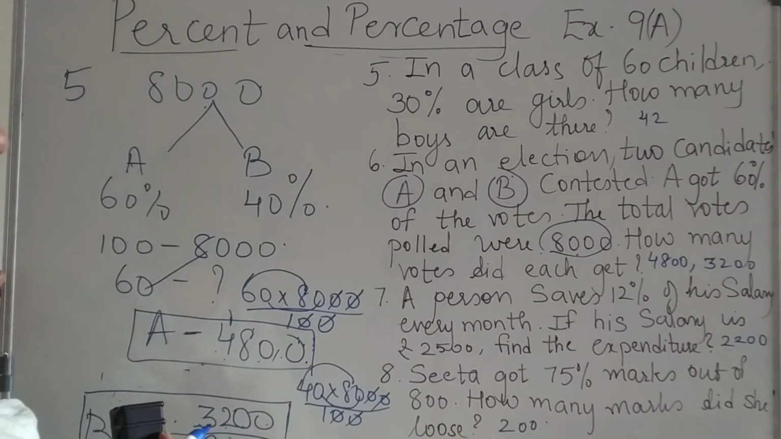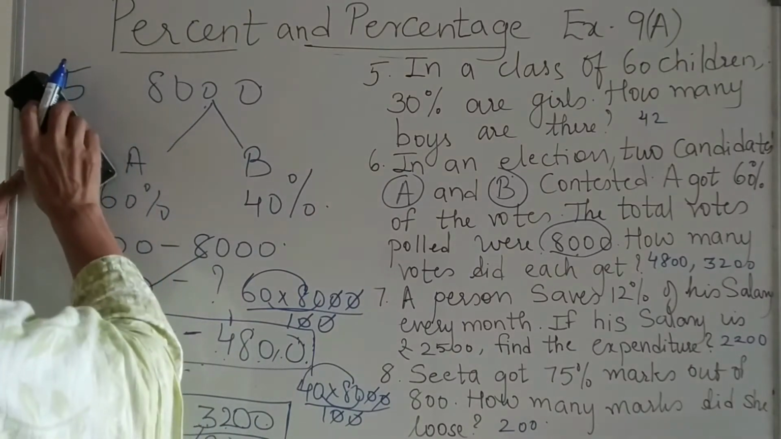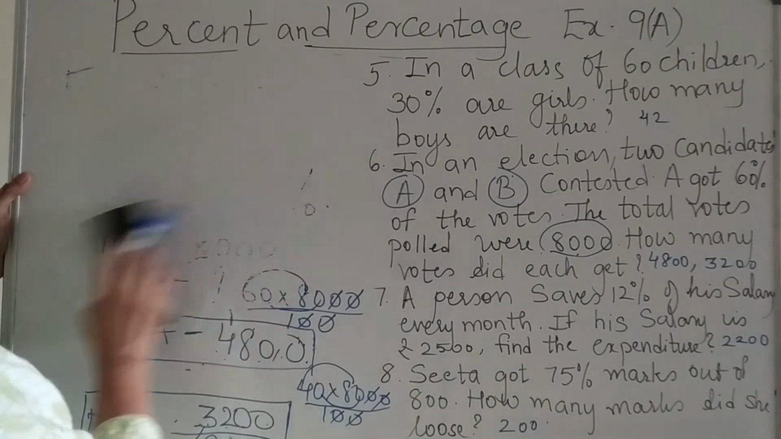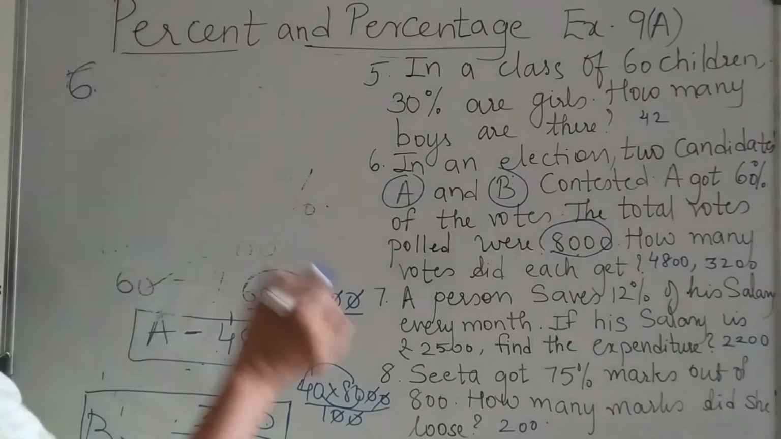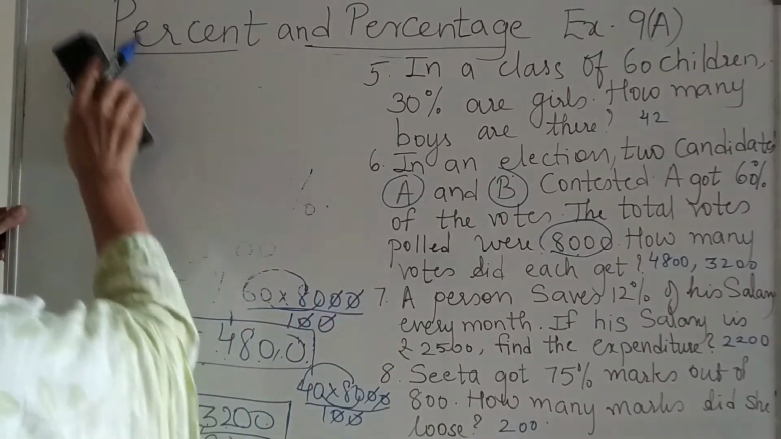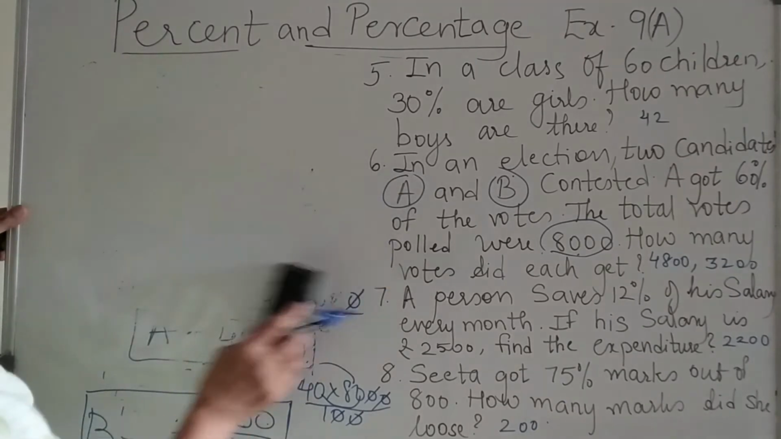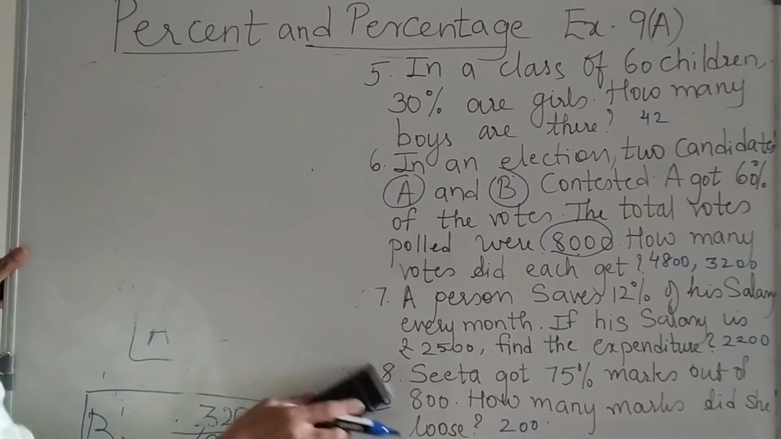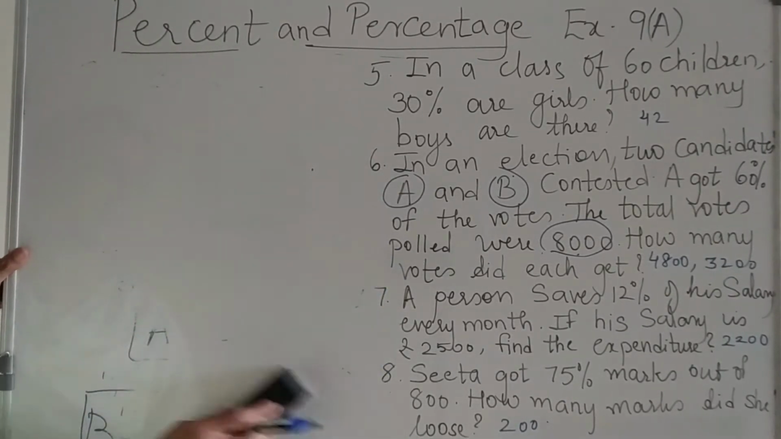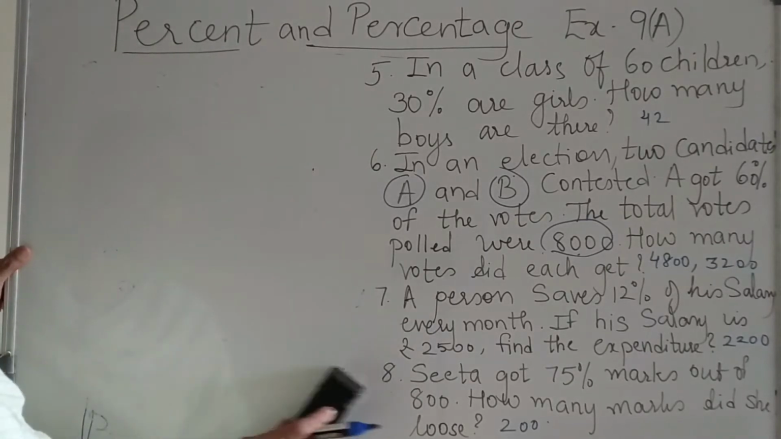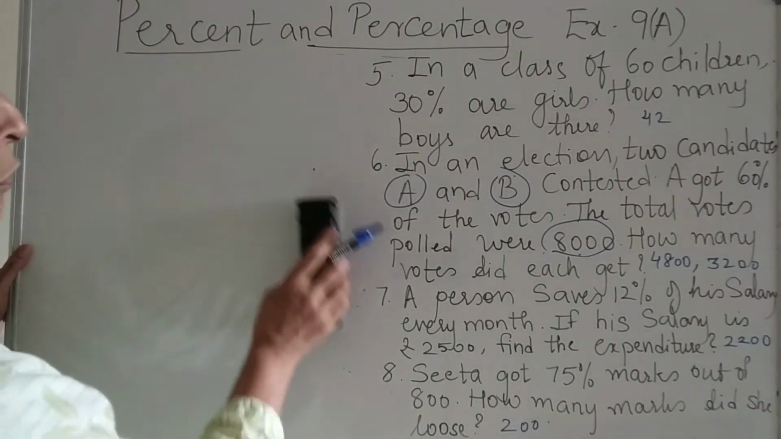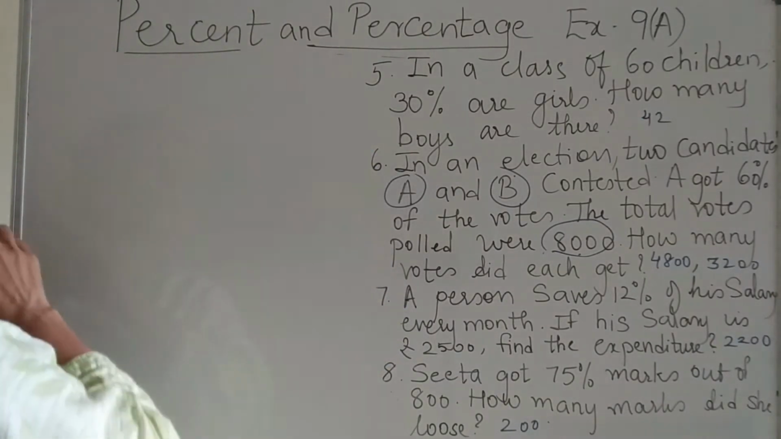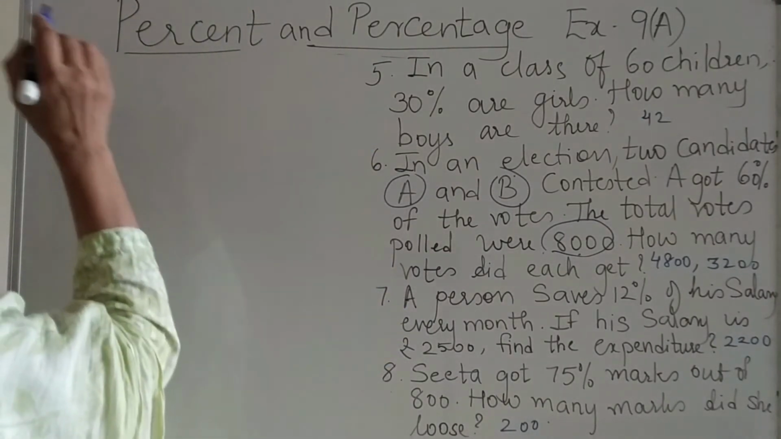Now next sum, a person saves 12%. Now sixth sum, sorry, this was the 6th sum, and next is the 7th sum. A person saves 12% of his salary. Now whatever a person gets, they save something, they carry out expenditure of something, and there is a certain percentage of the amount they are spending.